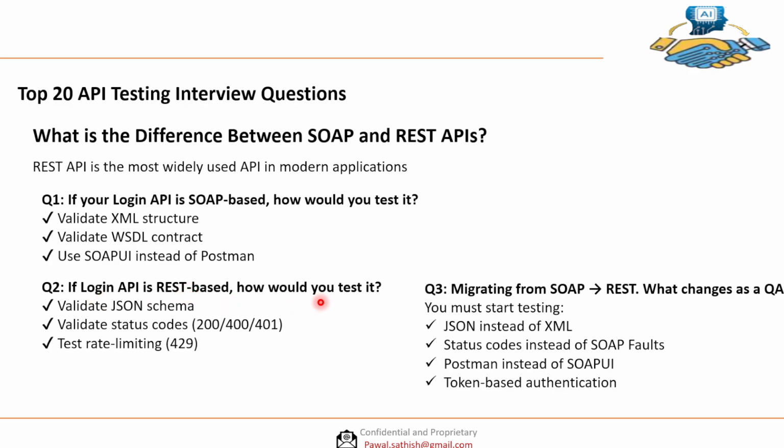Here I have mentioned that if you are using REST based, then we are validating JSON, and we need to validate the status codes like 200, 400, 401, and we also need to test the rate limiting.